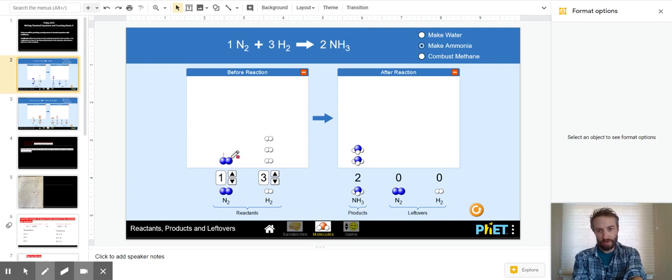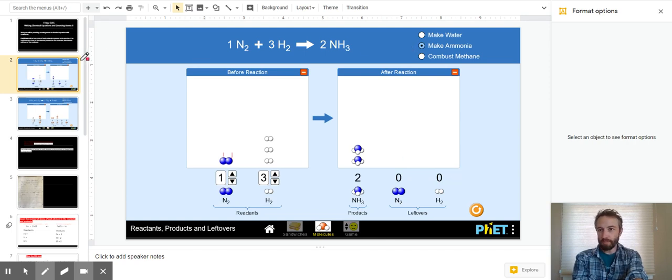So we have 1 atom of nitrogen, 2 atoms of nitrogen, and that creates nitrogen gas, and that's what the molecule looks like. And then here we actually have 6 hydrogen atoms, but because every 2 atoms bond together to form a molecule of hydrogen gas, we have 3 molecules of hydrogen gas, and the number tells us that. And then it goes through a chemical reaction and yields 2 complete molecules of ammonia. And if we had extra molecules of nitrogen gas or hydrogen gas, they would be represented over here as leftovers.